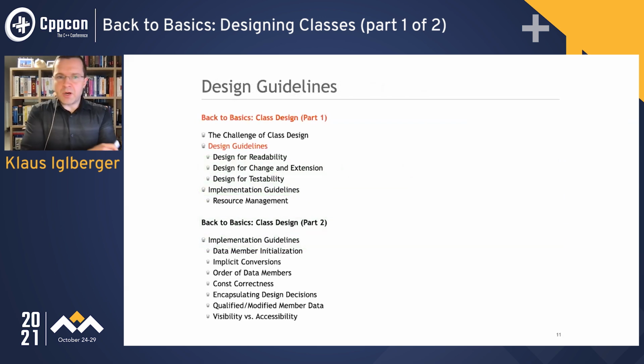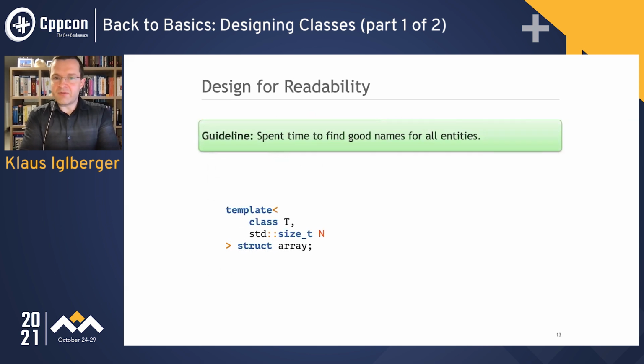Let's talk a little bit about design guidelines. What can I do about the problems with easy change and easy extensions? Let's first talk about design for readability. This is a topic that you could fill with a lot of information, but I've now picked the one thing that I find absolutely important in order to have reliable classes, and that is names.